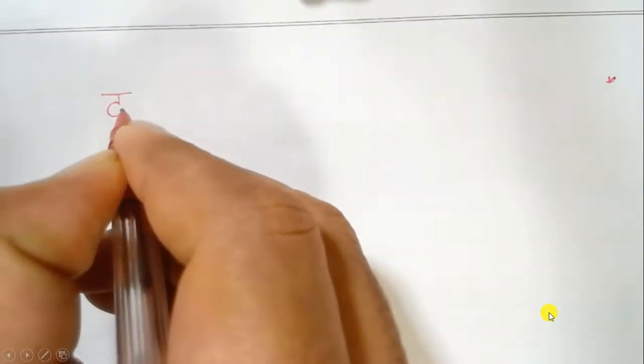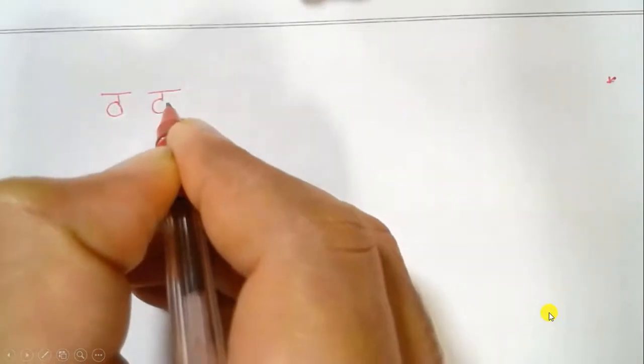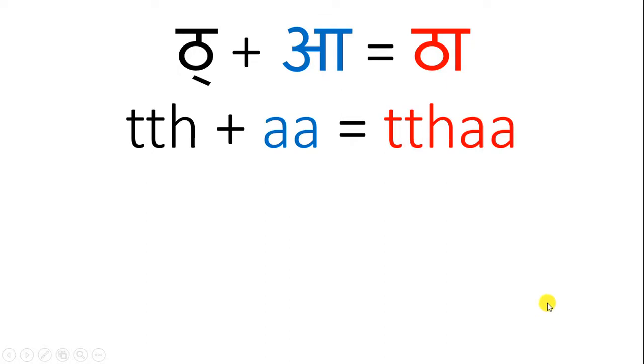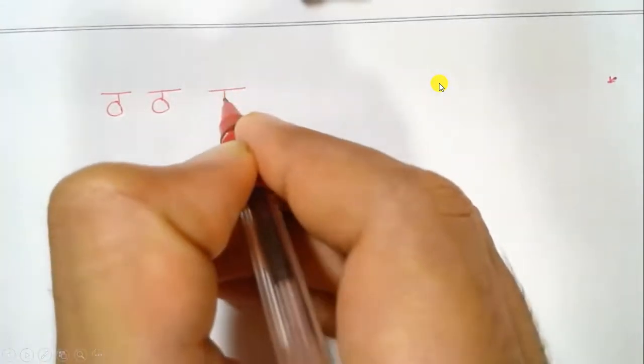Th in Hindi. Okay, so that is Th. The next sound is Tha. And we get this sound Tha when we add Th to A. Th plus A equal to Tha. Alright, let us see how to write Tha.